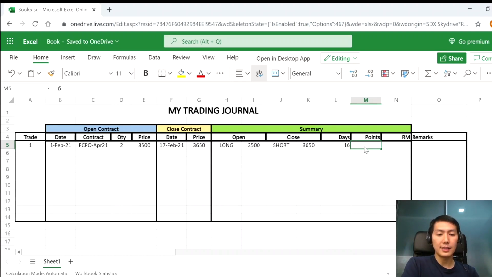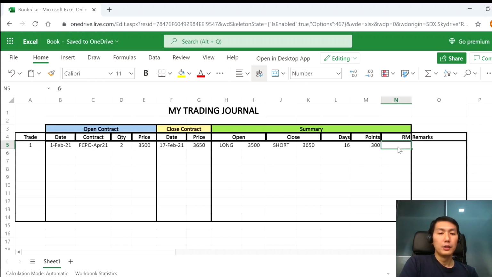And for the points, we need to put an equal sign. How many points we have actually made or lost, we can input a simple formula to calculate as well. Here we put in an equals, opening bracket, our closing price minus our opening price, close bracket, and then multiply with how many contracts we use, so we put an asterisk sign, and then click on the quantity that we actually entered as our trade. Here, and then enter. So 3,650 points minus 3,500 points, so it's actually 150 points per contract, times 2 contracts, it would be 300 points.